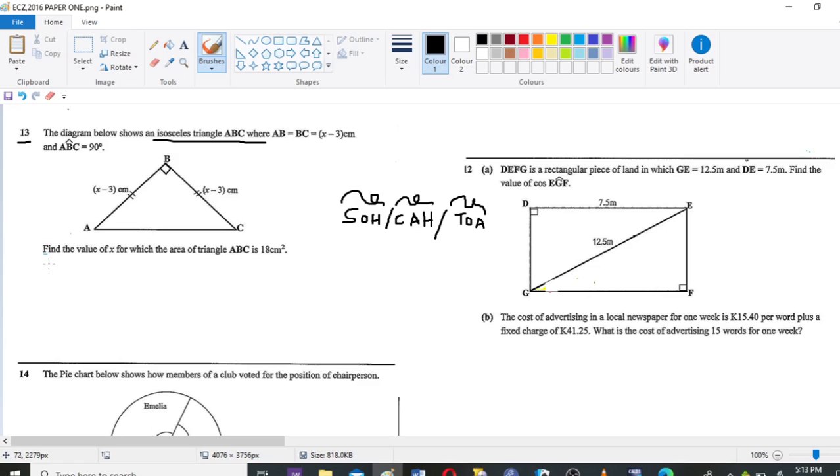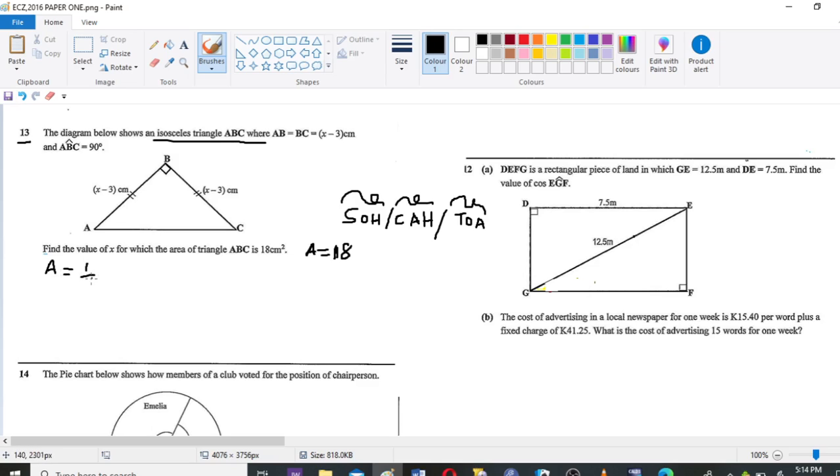So how do we find the value of x? This is under trigonometry. Okay, so how do you find the area? Now remember, the area here you have been given, right? You are told to have 18 centimeters squared as the area for this triangle. So you are going to use the area formula for the triangle. Okay, and what's the formula?